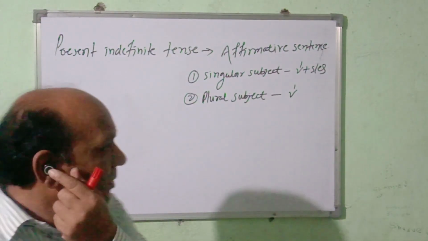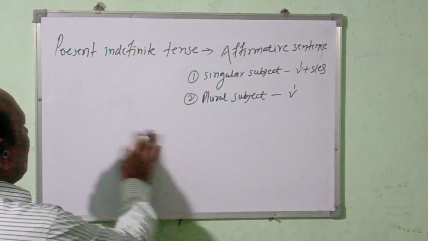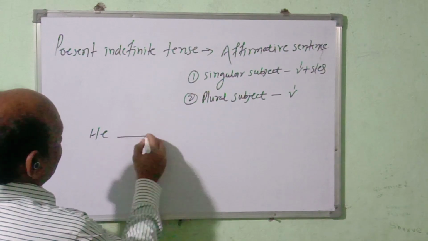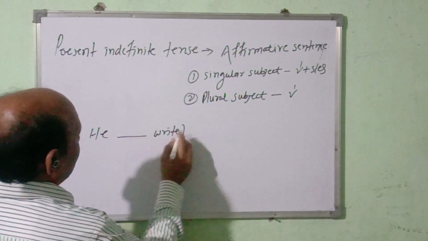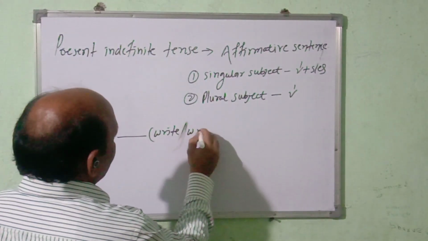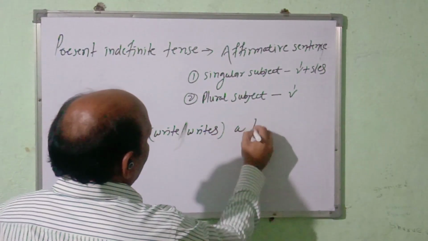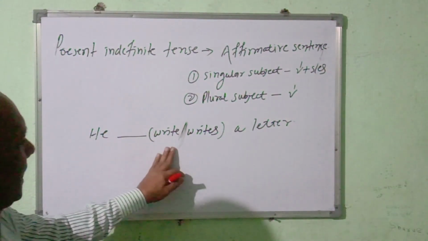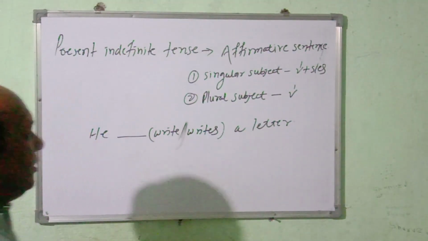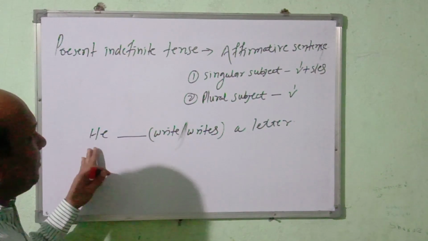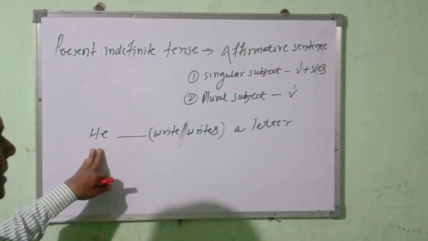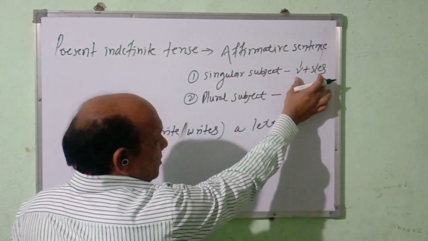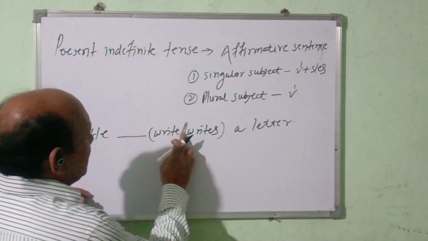Okay, we will clarify with the help of an example. First one is: He, a letter. So what is the sentence? He write or writes a letter. Okay. So now first we have to identify which type of subject. That is a singular subject. When you are talking about the singular subject, at that time you have to use V1 plus S or ES. So V1 plus S or ES.